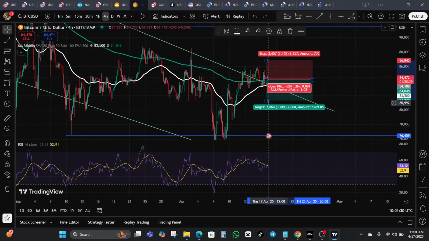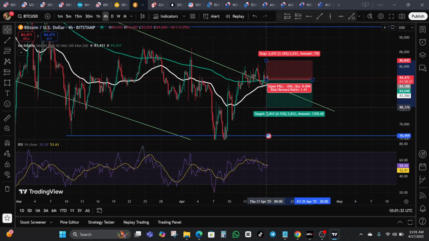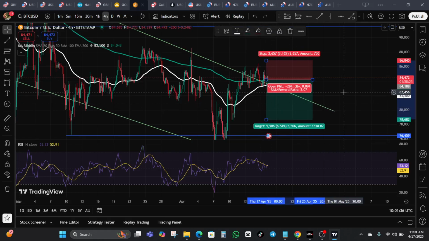And then you can use a fixed 1:2 or 1:3 risk to reward ratio. Or you can just aim for the next major support for a sell trade or the next major resistance for a buy trade.